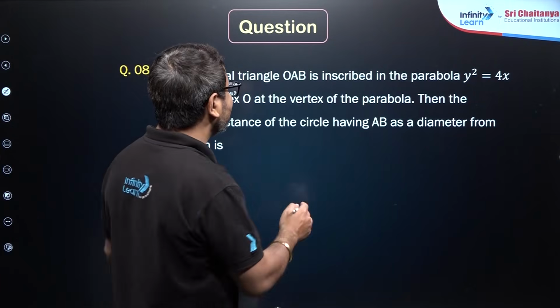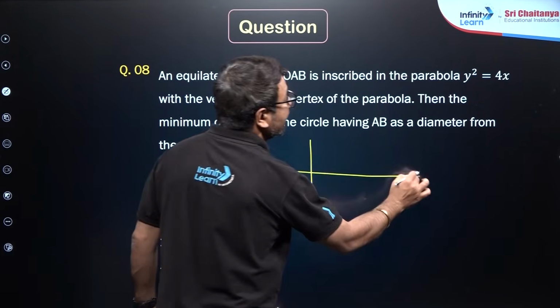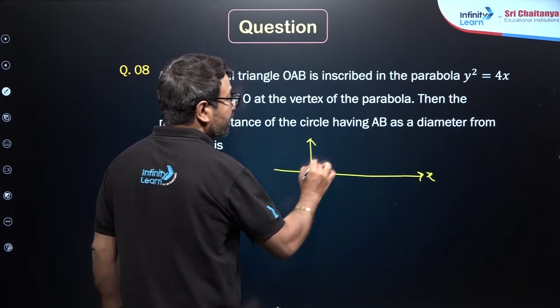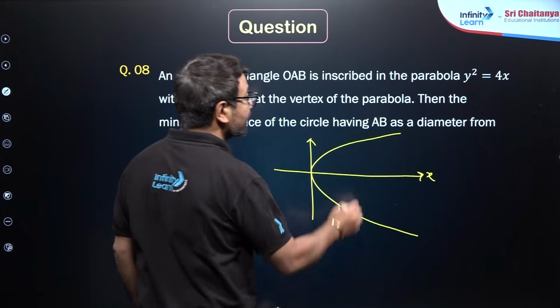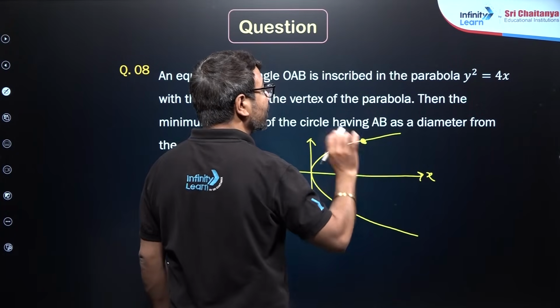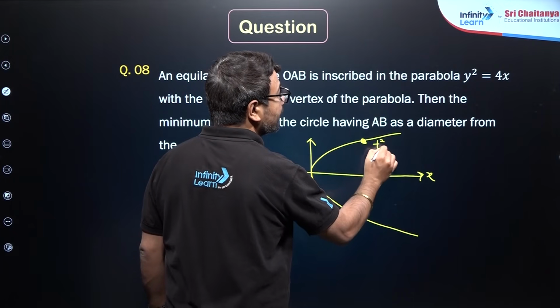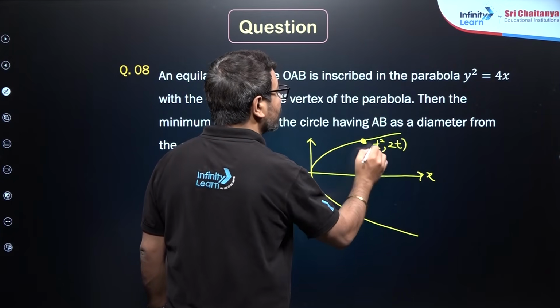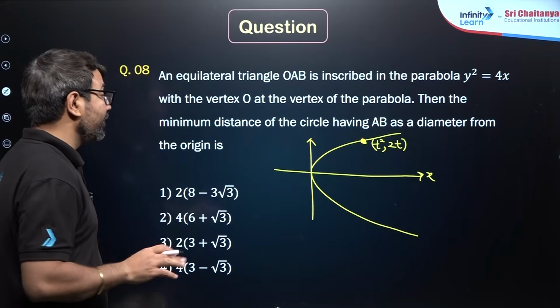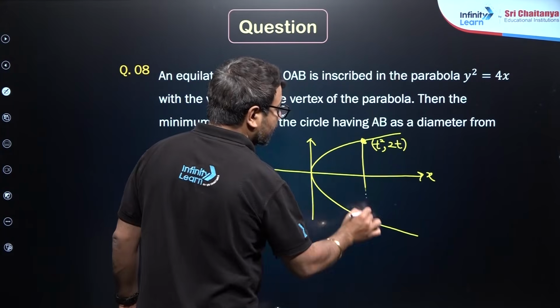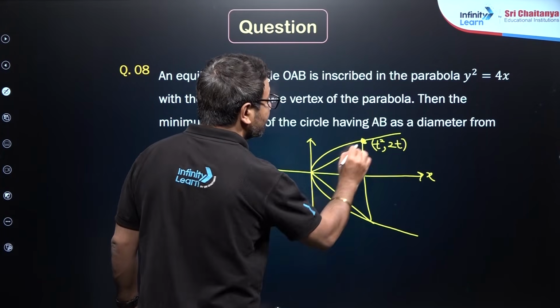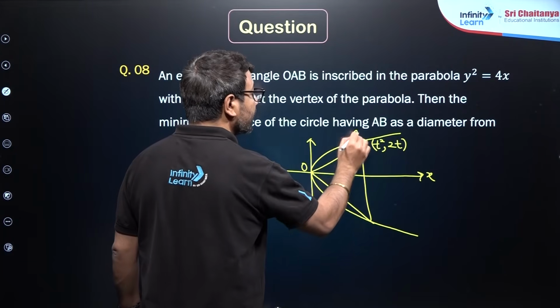Next, an equilateral triangle OAB is inscribed in this parabola. Parabola is y square equals 4ax. So here a value is 1. So that means the coordinate is at square comma 2at, where a value is 1. Now they are forming an equilateral triangle. So this is OAB.